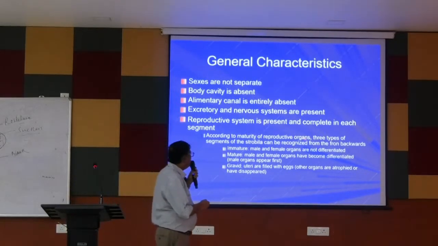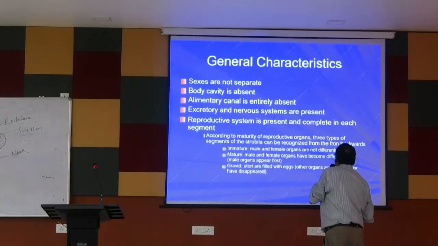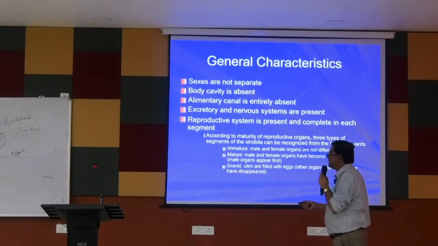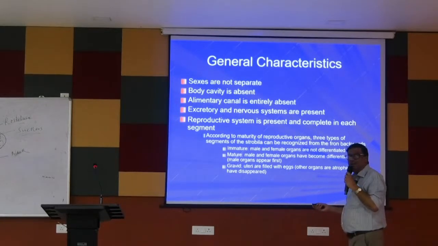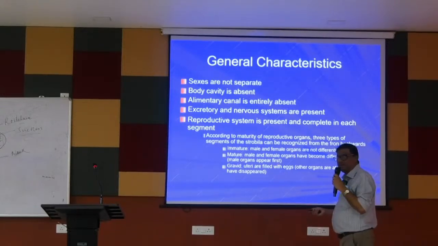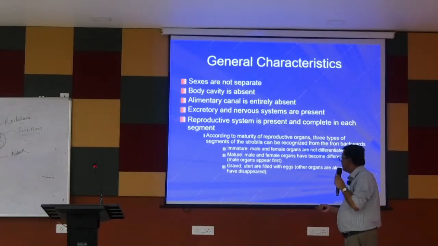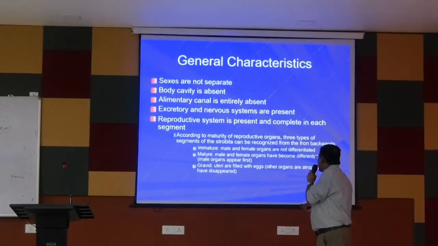According to maturity of the reproductive organs, 3 types of segments of the strobila can be recognized from behind. First the immature segments, then a few segments are mature, and then the gravid segments. In immature segments, male and female organs are not differentiated. In mature segments, male and female organs have become differentiated. Male organs appear first. Then a few segments are mature segments. And in gravid segments, uteri are filled with eggs. Other organs are atrophied and have disappeared.